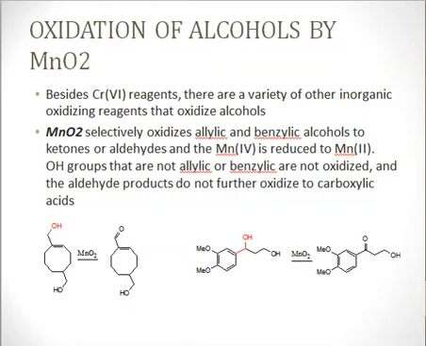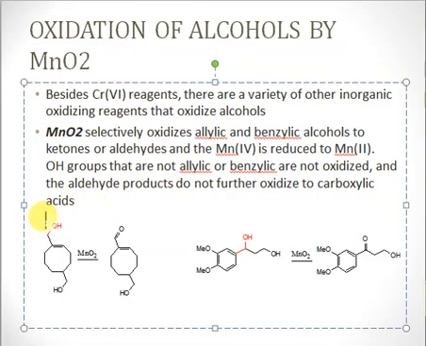Instead of using chromium reagents, we can try manganese oxide. There are a variety of other inorganic reagents, and manganese oxide is one of them. It has the advantage that it selectively oxidizes only allylic or benzylic alcohols. Here, this alcohol is a primary alcohol, but it is also an allylic alcohol. How is it allylic? Because there's a double bond, and next to this double bond there is an sp3 carbon with an OH attached. If an sp3 carbon is directly attached to a double bond, this sp3 carbon is considered an allylic carbon, so this hydroxyl is an allylic group.